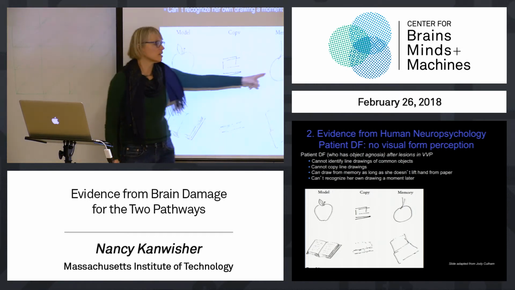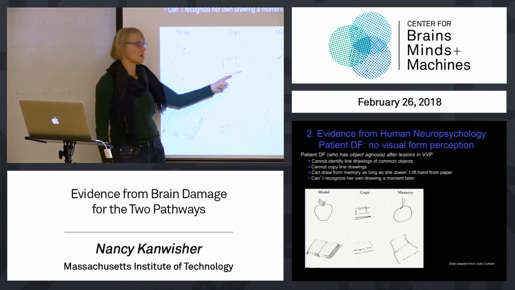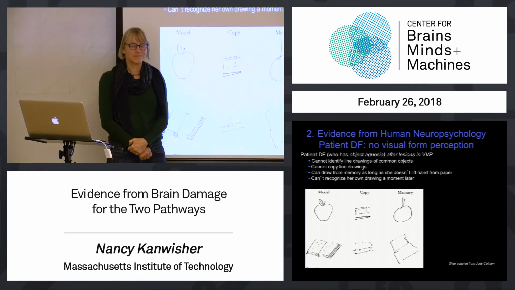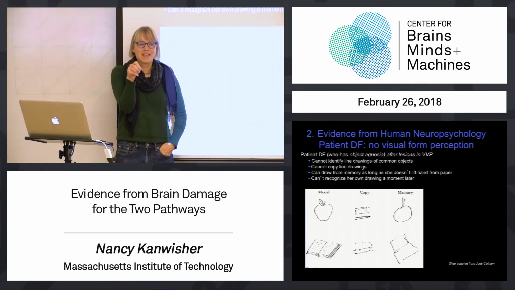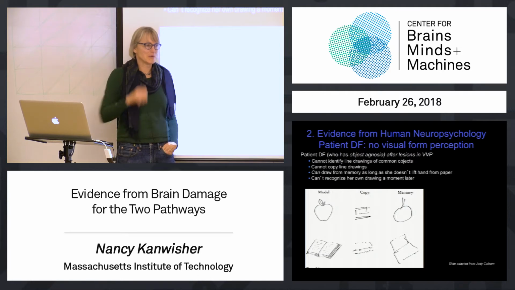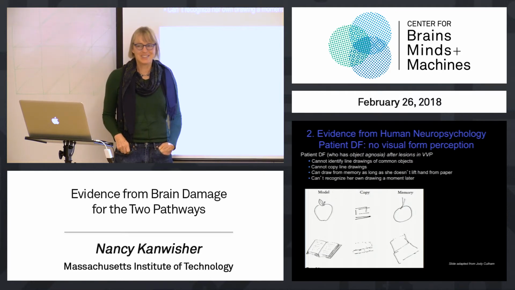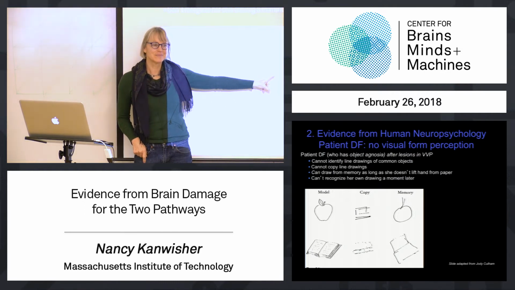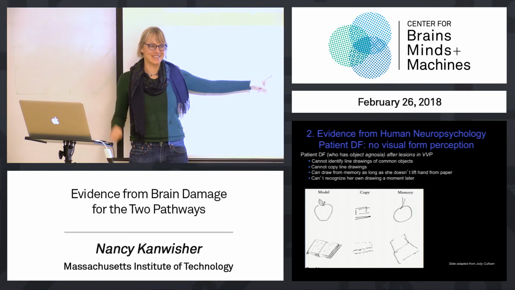What does it mean that she can draw this from memory, but she can't copy this? By the way, she can only draw these from memory if she's allowed to keep her pen on the paper. If you move the paper, she can't resume her drawing. What does this tell you? This is just common sense. We're just thinking here. There's nothing fancy.